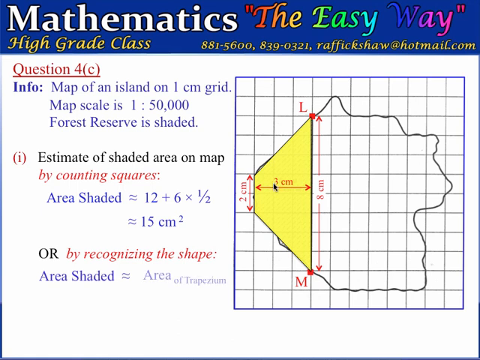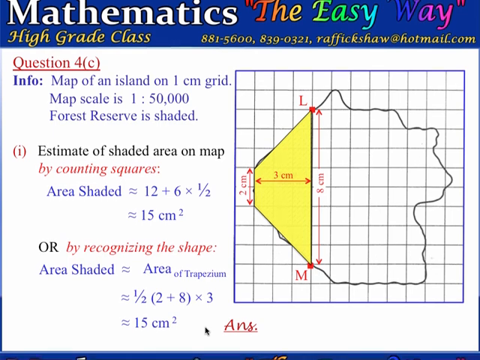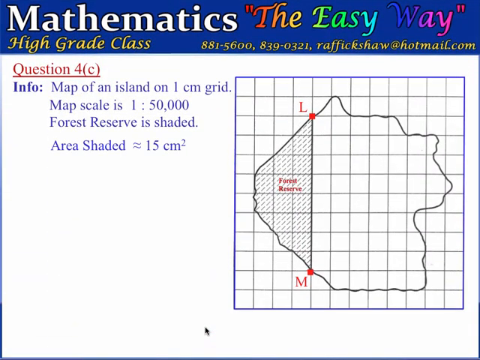The estimate of the area shaded would be the area of the trapezium here, and the area of a trapezium is half the sum of the parallel sides multiplied by the distance between the parallel sides. And so this calculation would give us an estimate of the area shaded, and that also would give us a result of 15 centimeters squared. And so that would be the answer for part 1 of 4C. Let's move down now to part 2. And we now have that the area shaded on the map is 15 centimeters squared.